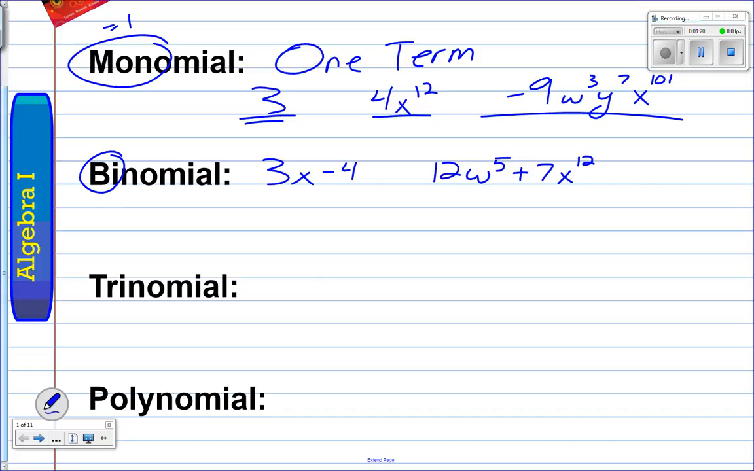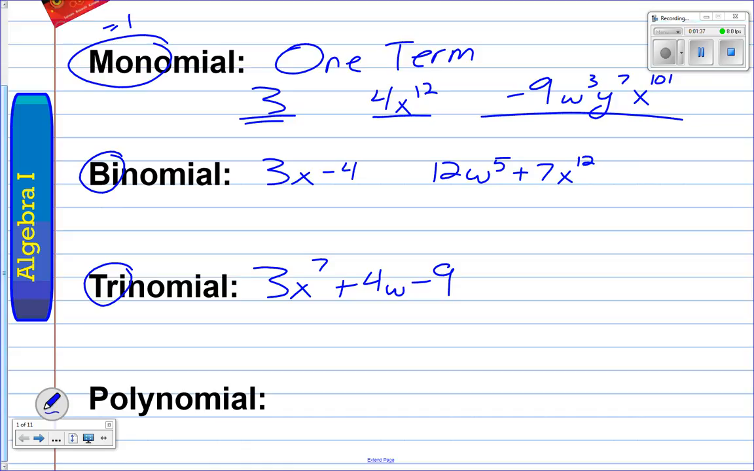Okay, a trinomial is anything with 3 terms. Think tricycle. It's going to have 3 wheels. I think they make trifocals too, 3 lenses. 3x to the 7th plus 4w minus 9 is a trinomial. It's something that's got 3 terms.